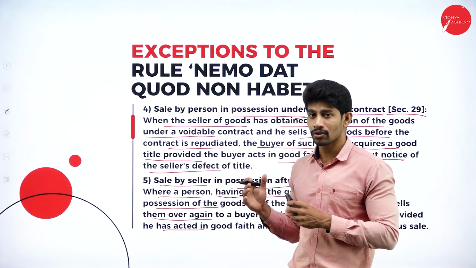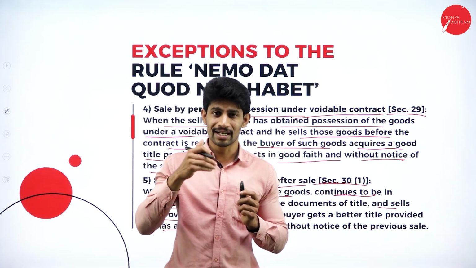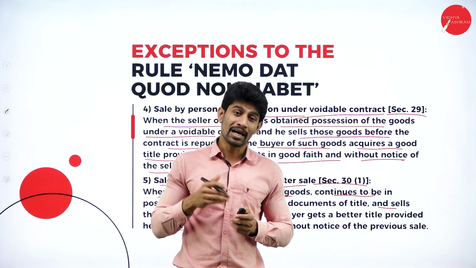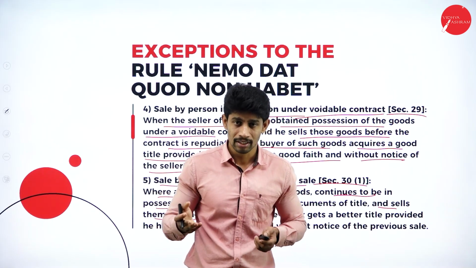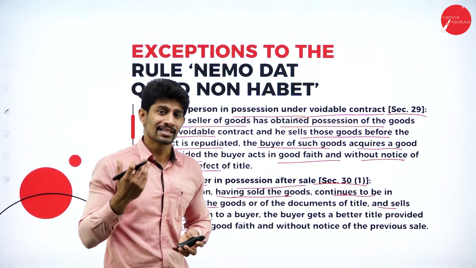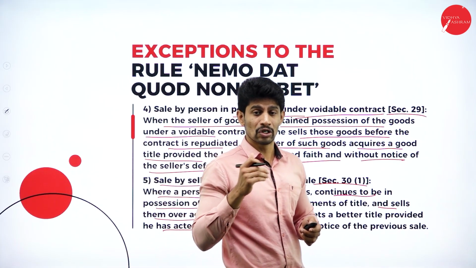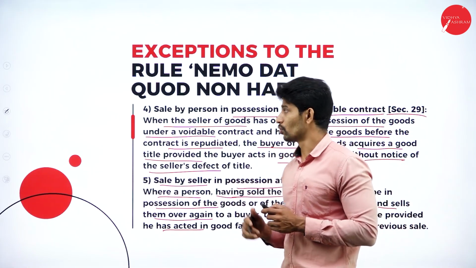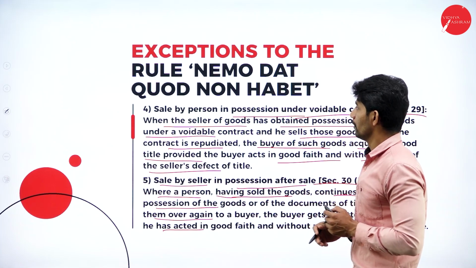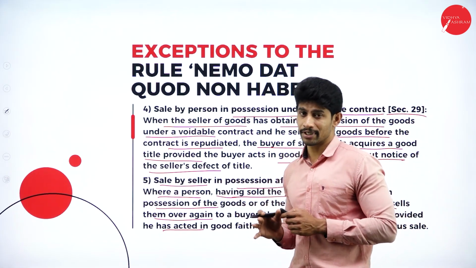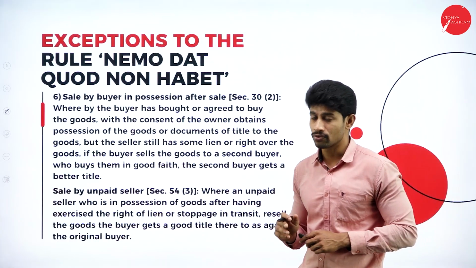So while you're purchasing the goods, if the owner is in possession, if the seller is in possession and the documents are with him, we can easily purchase by assuming that it has not been sold to someone else. So in these situations, we can sell the product even though we are non-owners of the product. Again, the rule of nemo dat quod non habet is not applicable in these scenarios.